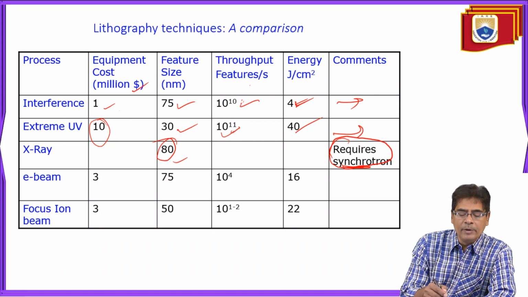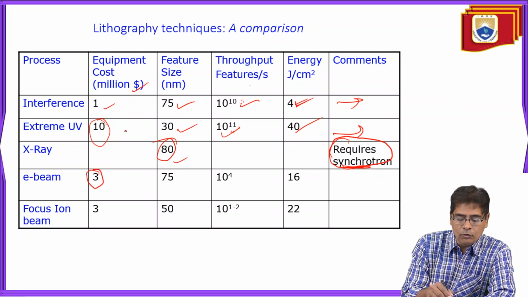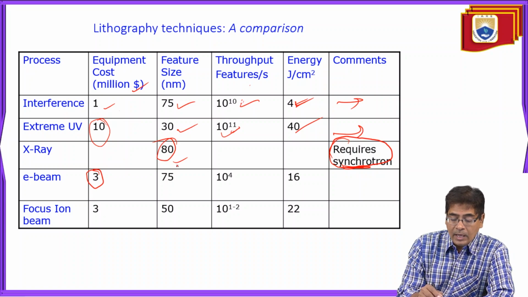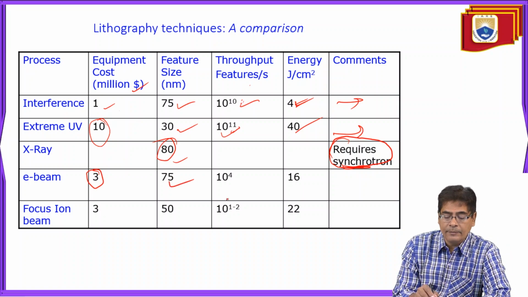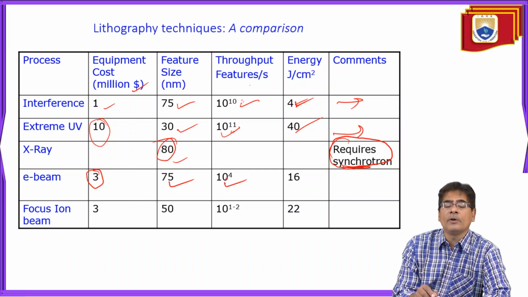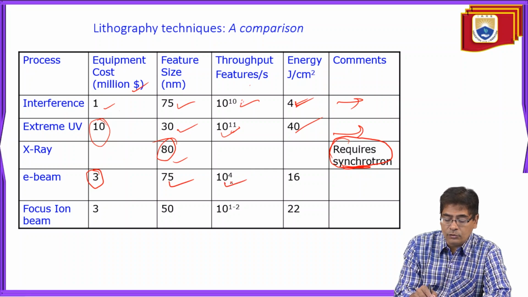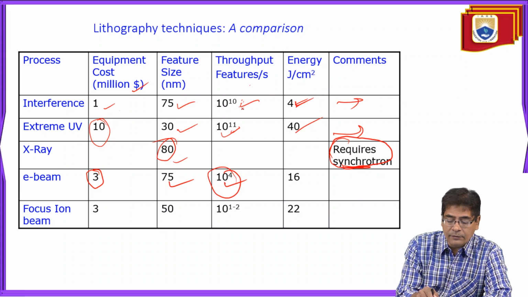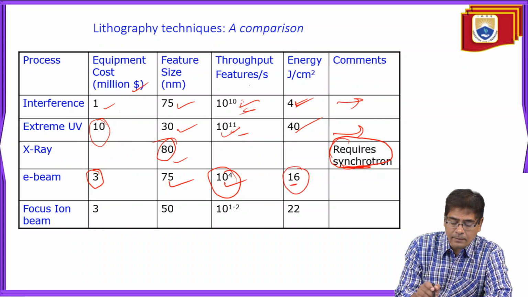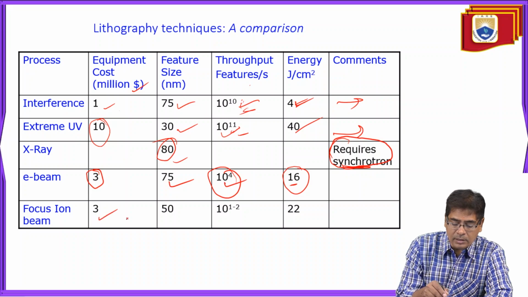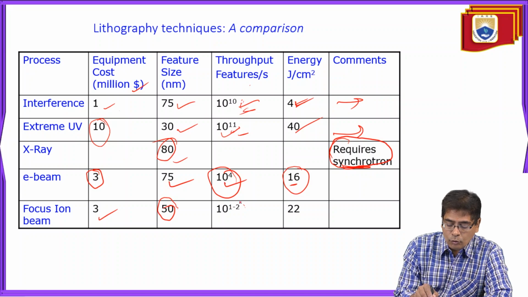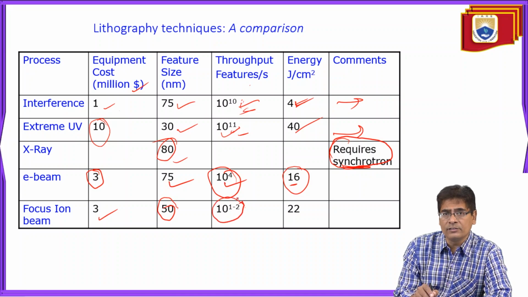When we use E-beam lithography, the equipment cost is around $3 million, the feature size is around 75 nanometers, and the throughput is around 10 power 4 features per second. The throughput is very low here compared to interference and extreme ultraviolet lithography. Whereas in case of focused ion beam, we have a $3 million equipment cost, the feature size is around 50 nanometers, and the throughput is around 10 power 1 to 2. It's not more than that.